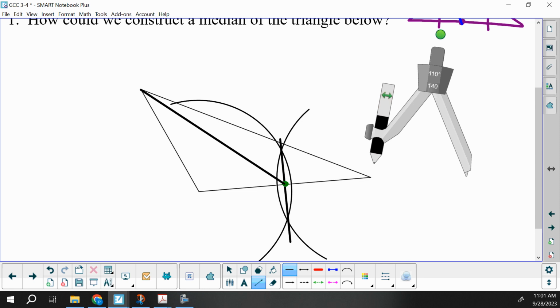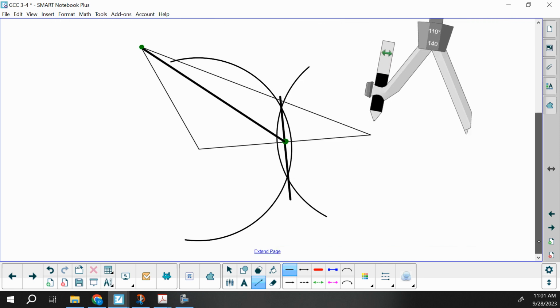The median has an endpoint at one of the vertices. Vertices is just the plural for vertex. And then we've got one endpoint on the midpoint.